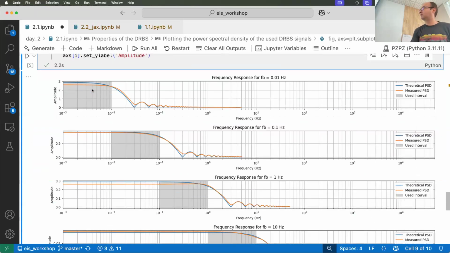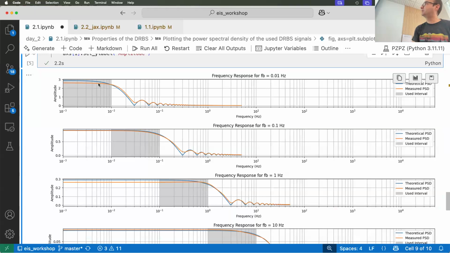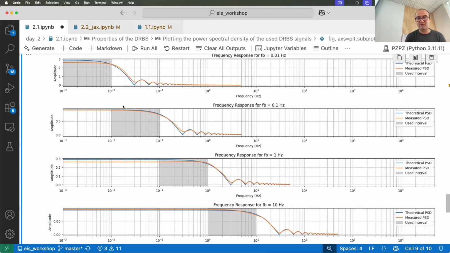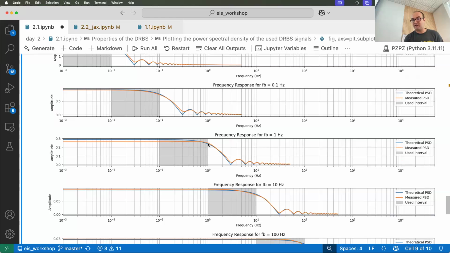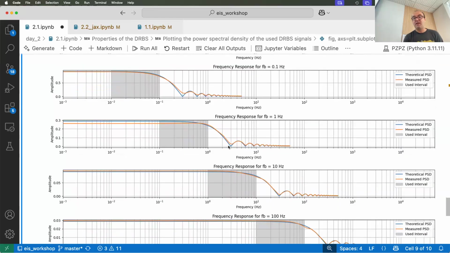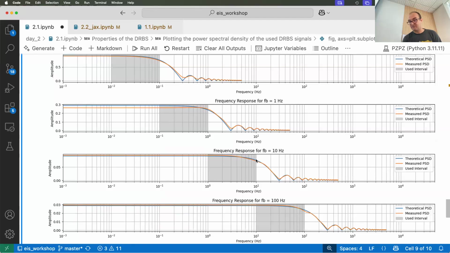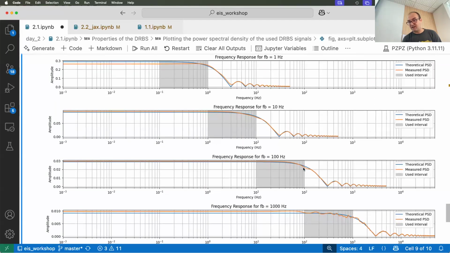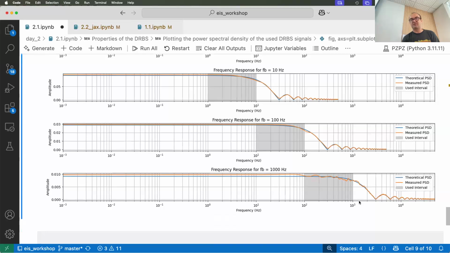we are getting the following. The first one had a bandwidth of 0.1 hertz, and we can see it goes up to here. The second one, this one was 0.01, so it's 10 to the power of -2. The next signal had 0.1, and then it starts to fall. The third one had 1 hertz, and then it starts to fall. The fourth one has 10 hertz, then 100 hertz, 1,000 hertz.